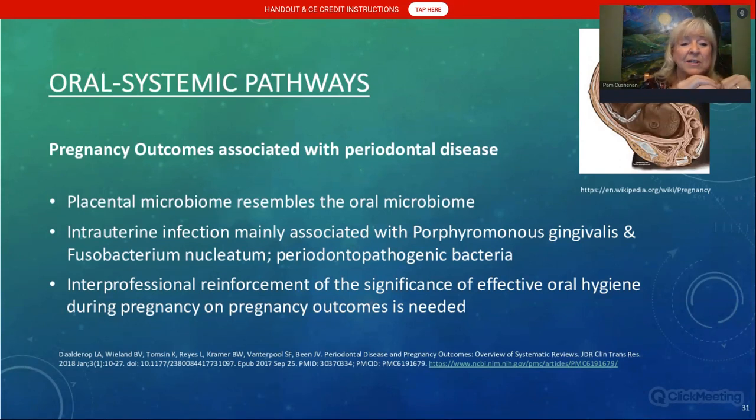When there's an intrauterine infection, it's mainly associated with Porphyromonas gingivalis, or PG, and Fusobacterium nucleatum, which is FN. These are both periodontopathogen bacteria and obviously a danger to our bodies.